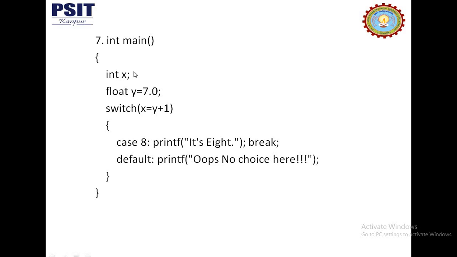See this next and last example for today. int x is given here, y is equal to 7.0. Now x = y + 1 will be solved first. So y is 7.0 plus 1, implicit type conversion will take place, so it will be 8.0. Now x is an integer, so 8.0 will be demoted to integer and 8 will be stored in x. So 8 will be matched with 8, 8 will be printed, and there is a break, so the other choice will not be printed. So this is all about switch case. Maybe you have got it. Thank you.